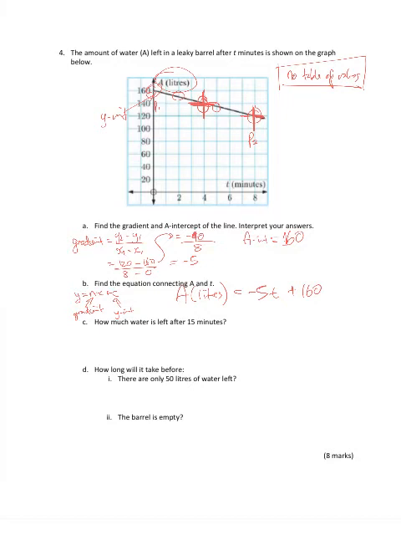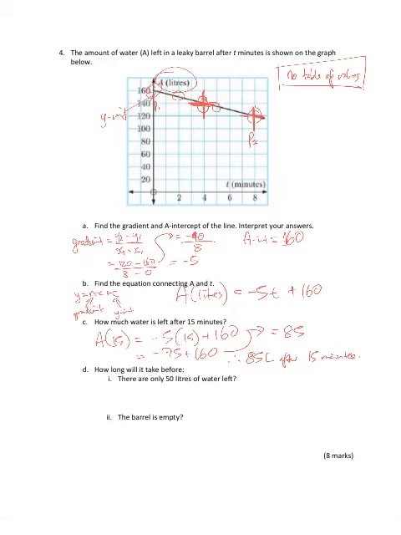Sorry about that. Now we're going to use that equation to work out how much water is left after 15 minutes. So you could go A for 15 is equal to negative 5 times 15 minutes plus 160. 5 times 15 is 75, but it's going to be negative because it's a negative times a positive number. Negative 75 plus 160 is equal to 85. So therefore, 85 litres after 15 minutes.